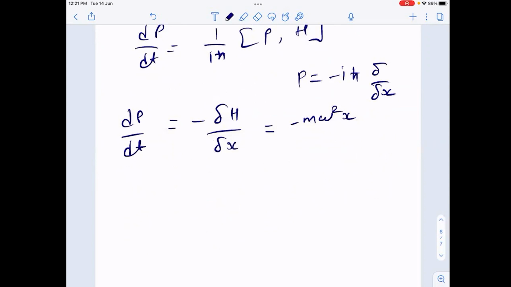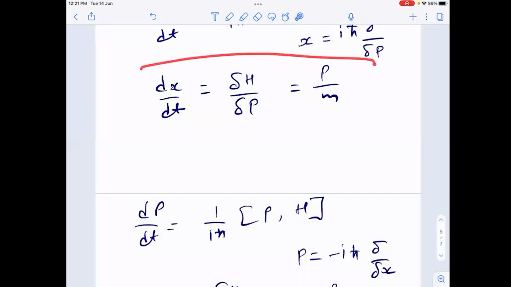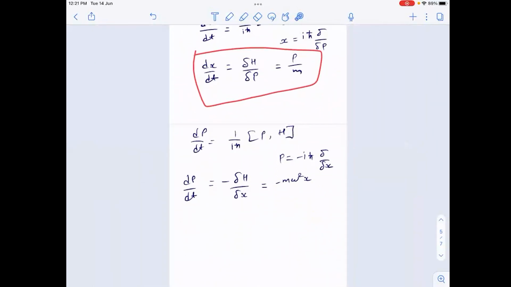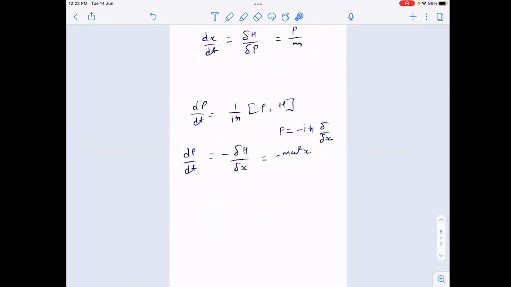So that means I can now use these results, right? What are these results? Let's write them. I have dx by dt. This is my first result. Let me zoom it out. I have this second result. What do you think we can get from these equations?